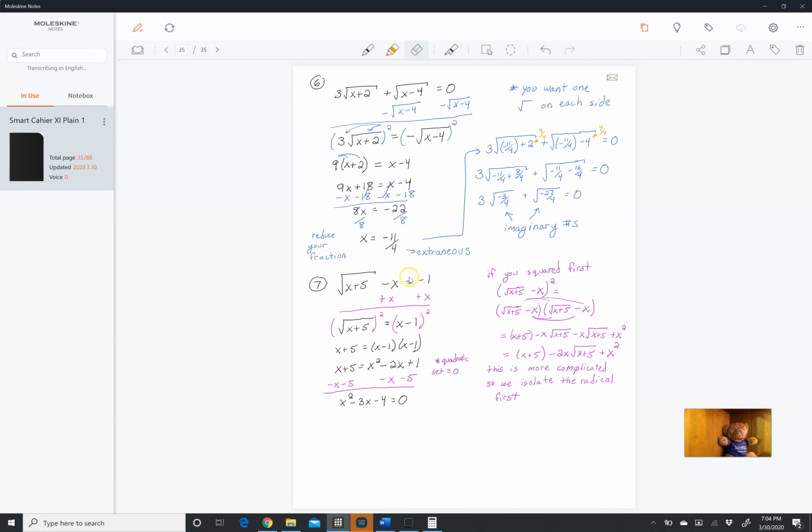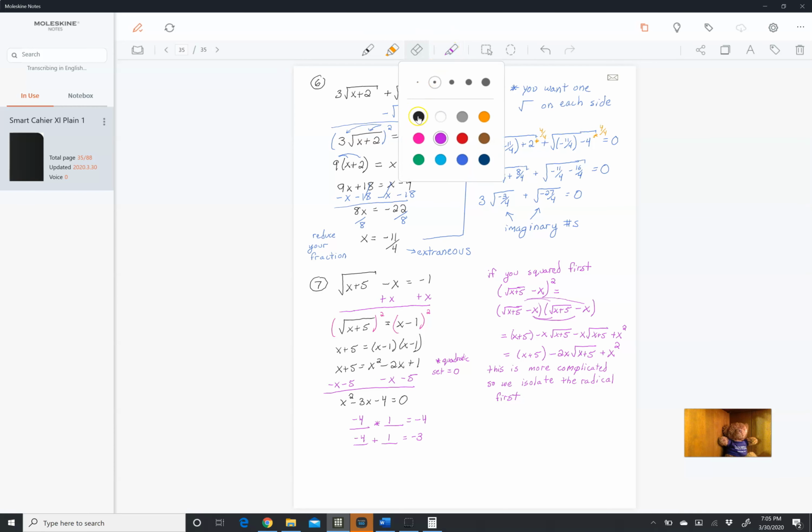And this is factorable. Okay, so we're going to factor it. And you can skip this step. You don't need to write this. If you can factor quickly, that's up to you. It's two numbers that multiply to negative 4 and add to negative 3. So the numbers that we're looking at are negative 4 and positive 1. Okay, so what that means is that our two factors are x minus 4 and x plus 1.